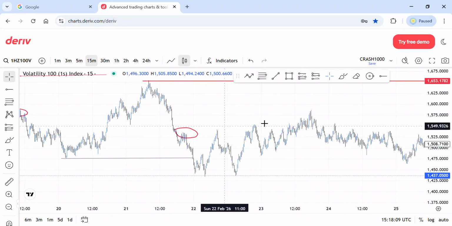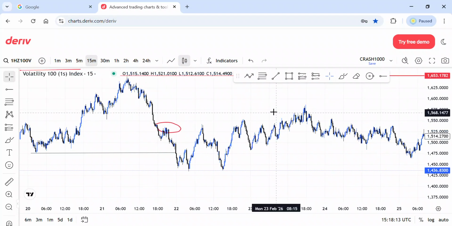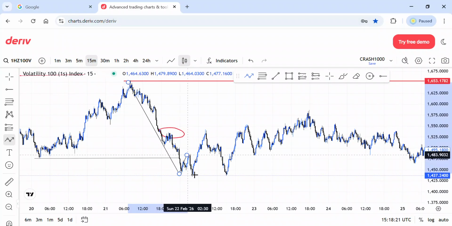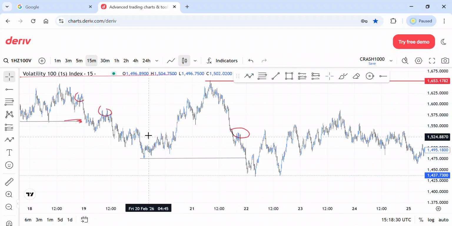Like what I drew on the former screen, as you can see, according to this 15 minutes, when market broke this low, what did market do? Market formed an incomplete pullback, then broke it again, then started going to the upside. So that is just how to identify liquidity.